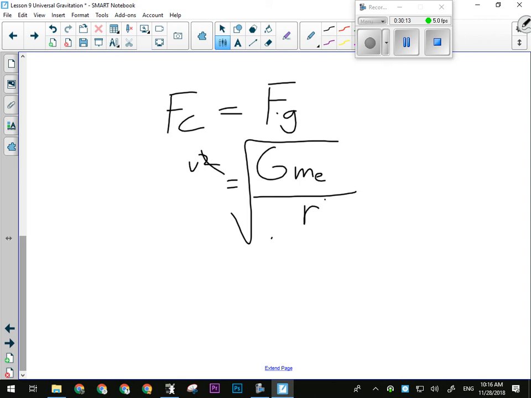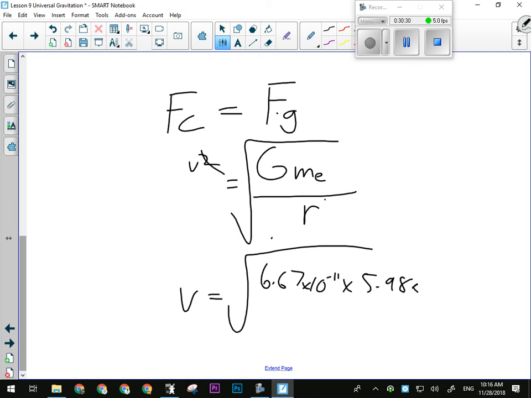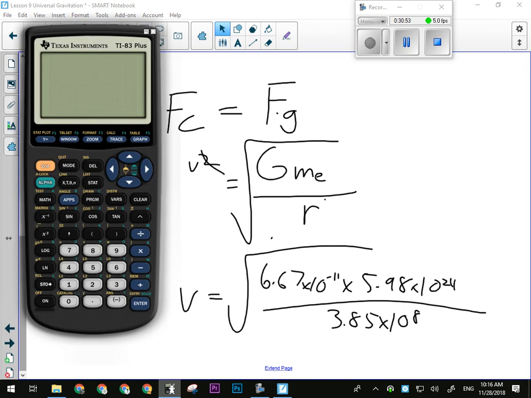Okay, all satellite motion sets up just like this. Fc equals Fg, mv squared over r equals Newton's universal law of gravitation. All right, so v will equal the square root of 6.67 times 10 to the minus 11 times the mass of the Earth, 5.98 times 10 to the 24 kilograms, divided by the average Earth-Moon distance, 3.8 times 10 to the 8. Okay, and we already canceled the square, so we don't need to square that. All right, so we're going to plug that in.